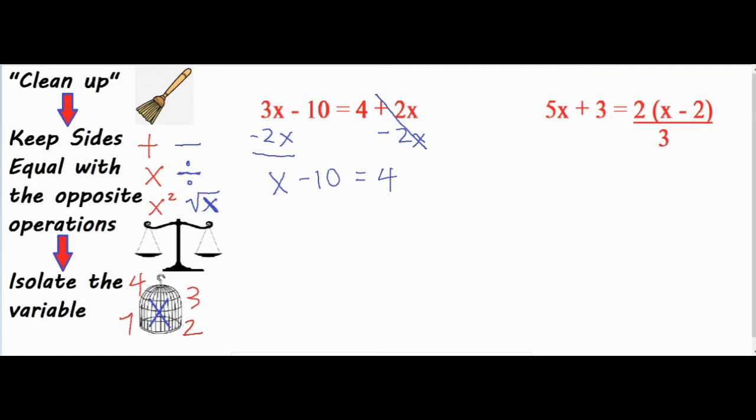From there, again, remember my goal is to isolate the variable, so I want to get this all by itself. So I want to get everything away from it. So I'm going to do the opposite operation. I'm going to add 10 to both sides, and then this minus 10 and plus 10 cancel out. And then my answer is x equals 14.